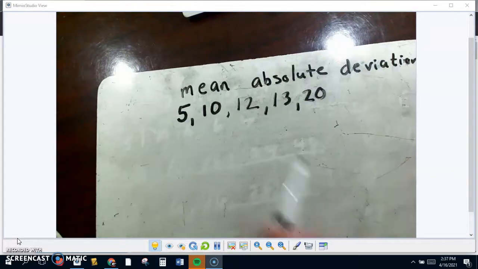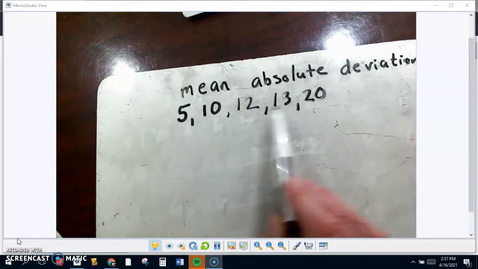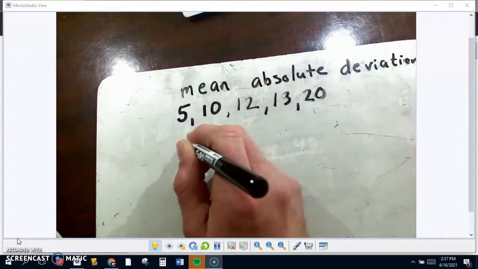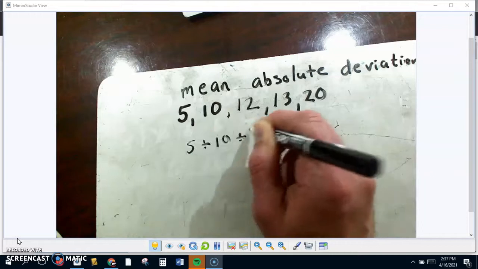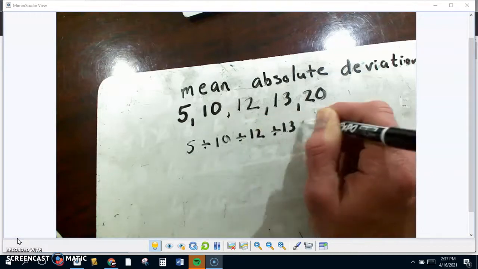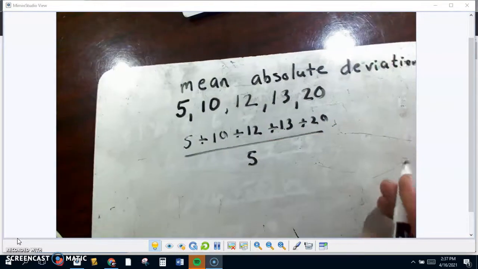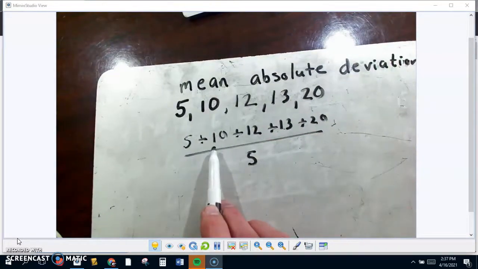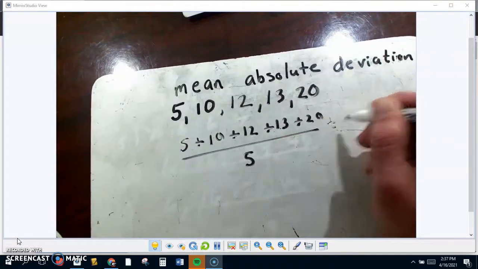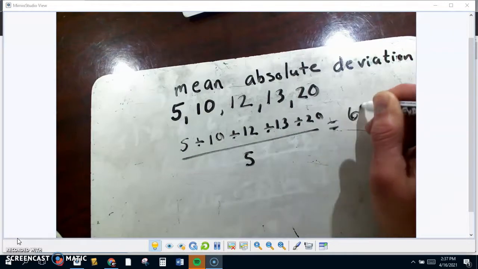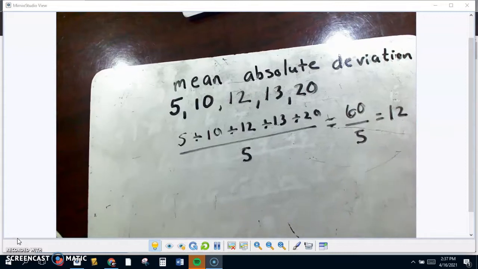First thing we're going to do is look at the words mean absolute deviation. We'll start with the word mean, and let's find the arithmetic mean of these numbers. So if I add those up, 5, 10, 12, 13, and 20, and divide that by 5 terms, so we got 15, 27, 40, 60. That's 60 over 5, which is 12. Okay, so my mean is 12.